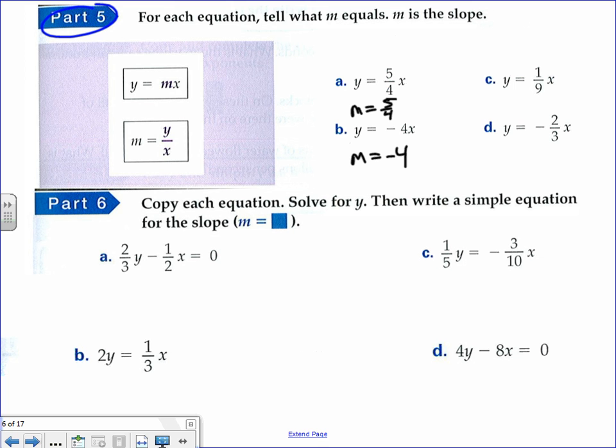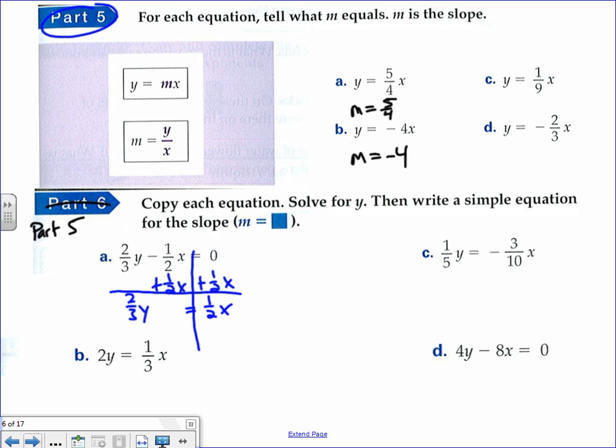The next part here is also for part 5 of your test. Again, we need to solve these for y and then identify the slope. So A, 2/3 y minus 1/2 x. We need to go ahead and add the 1/2 x to both sides. That's going to leave us with 2/3 y equals, well, 0 plus 1/2 x is 1/2 x.